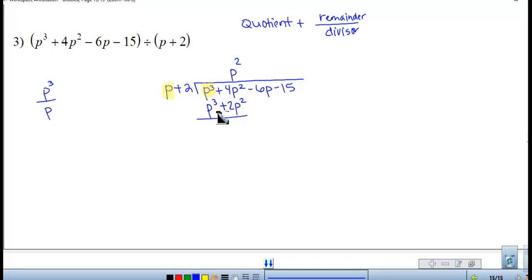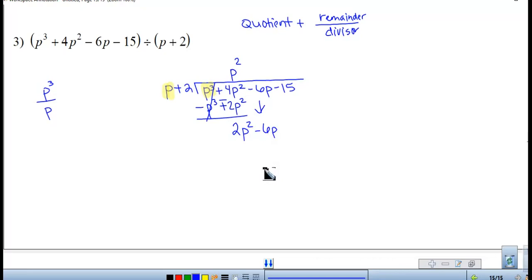Draw your line, change both signs. The first term cancels out, and I'm going to combine the second term. A positive 4 with a negative 2 is positive 2p squared. Bring down the negative 6p.